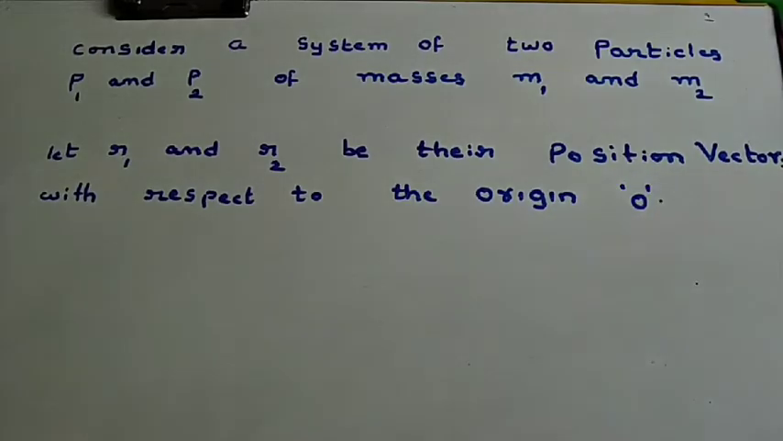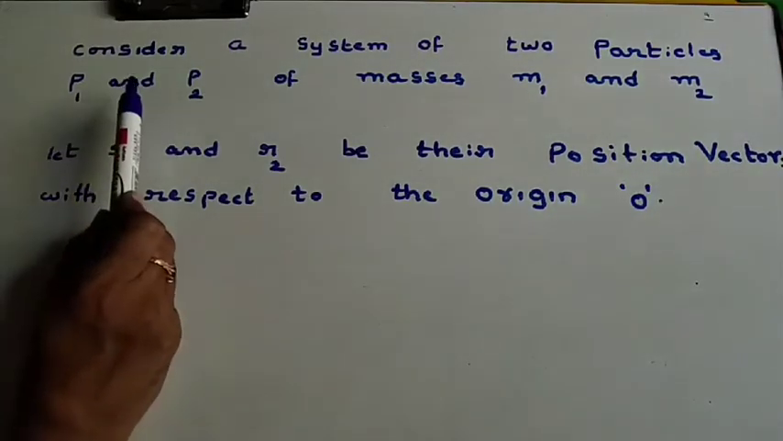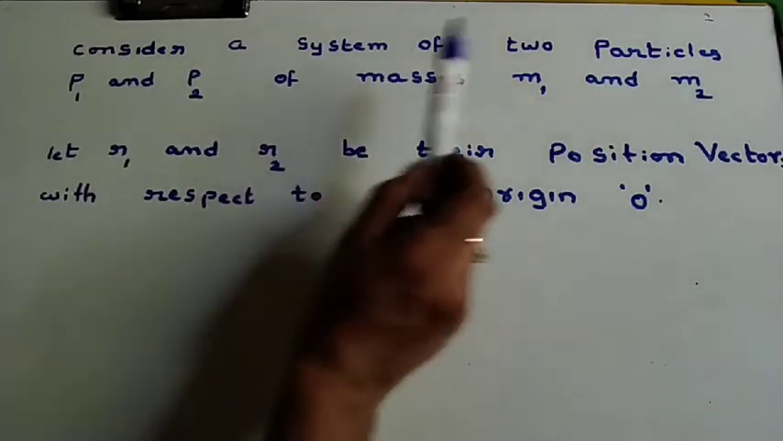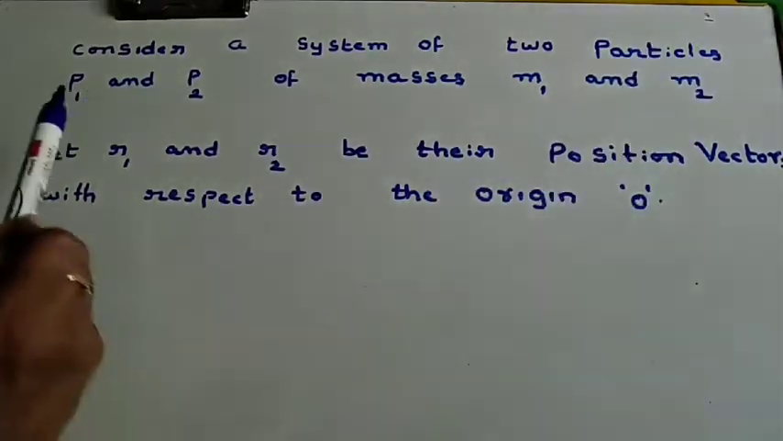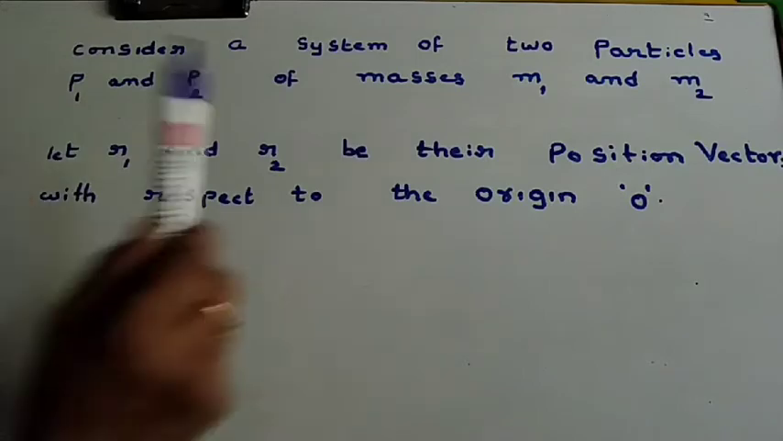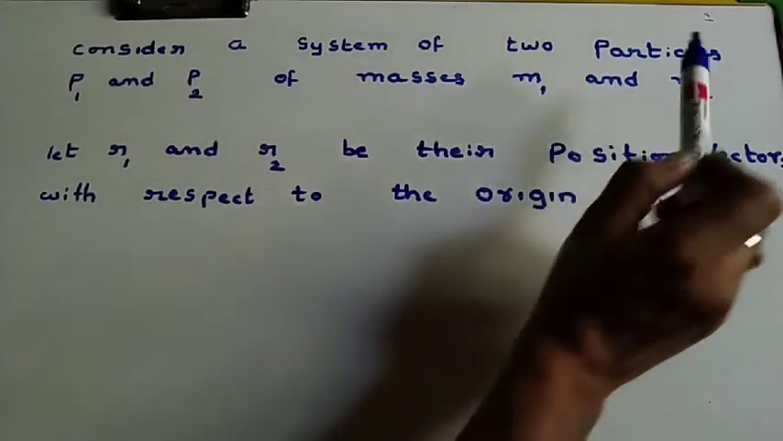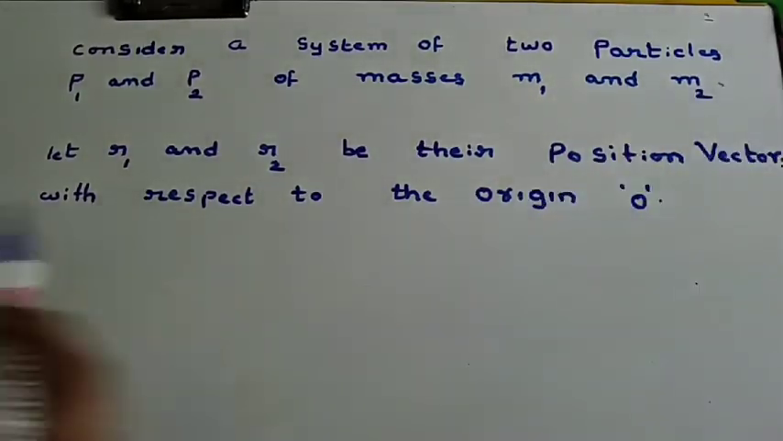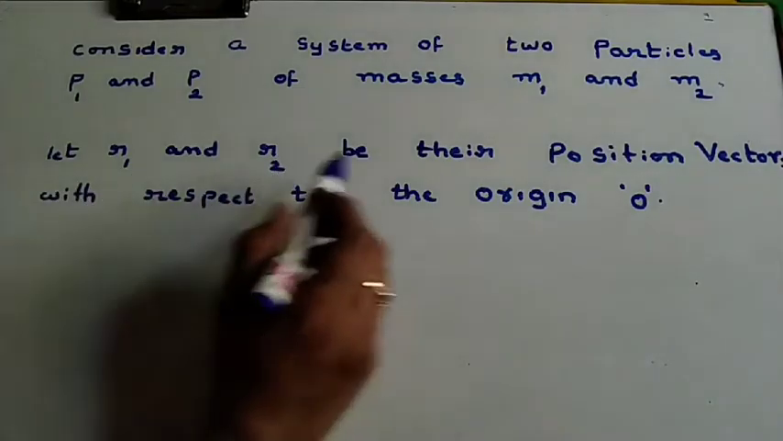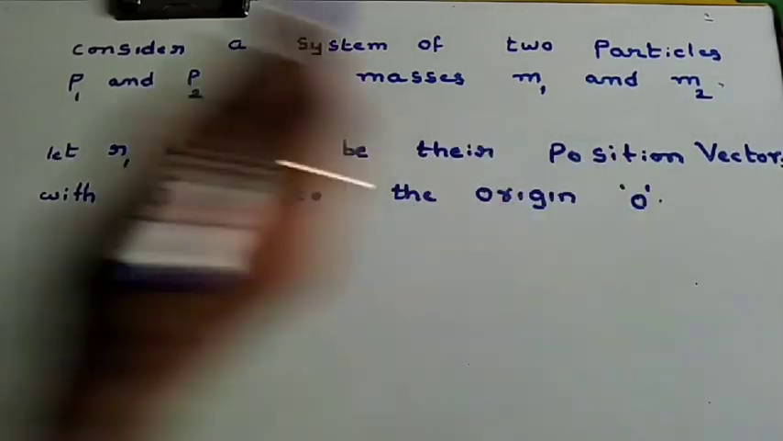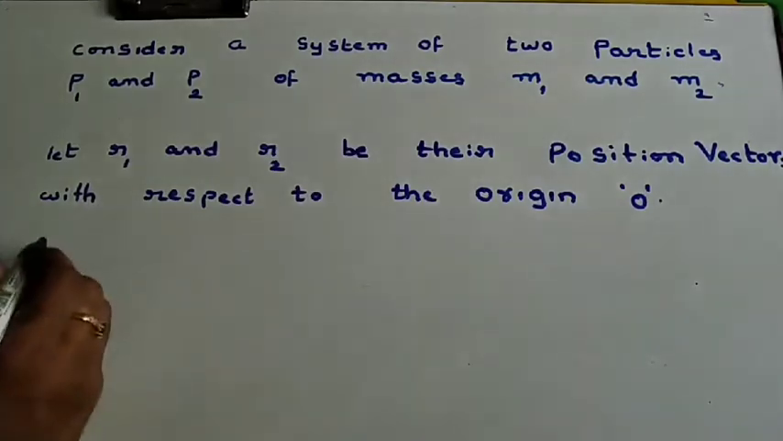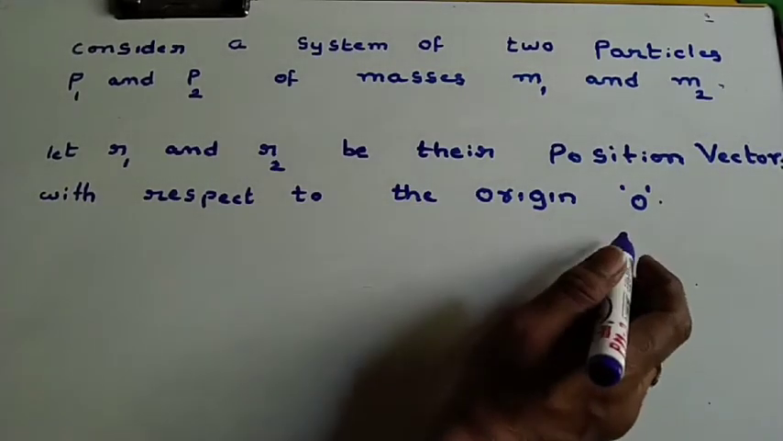Once again, I am repeating the point. Consider a system of two particles P1 and P2 of masses m1 and m2. Now let R1 and R2 be their position vectors with respect to the origin O.